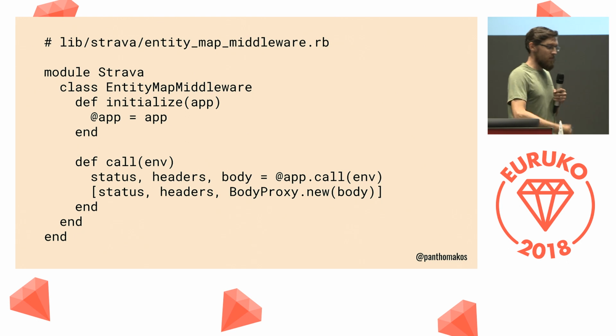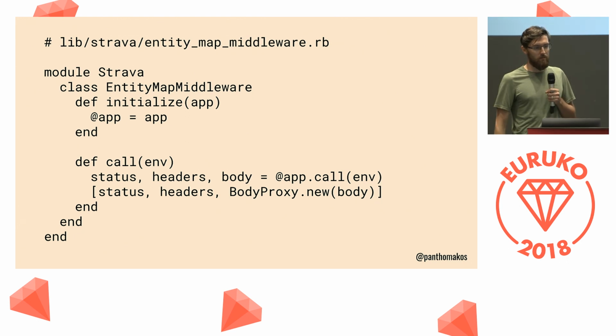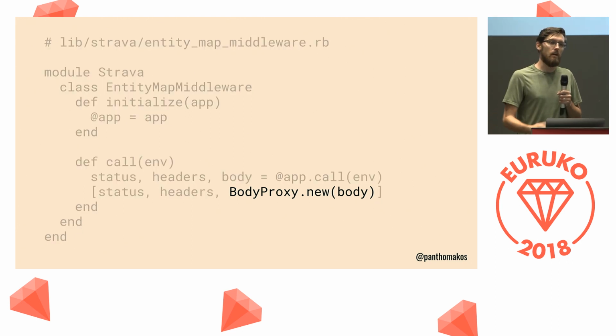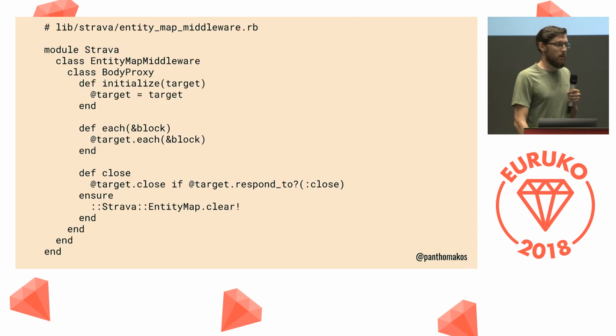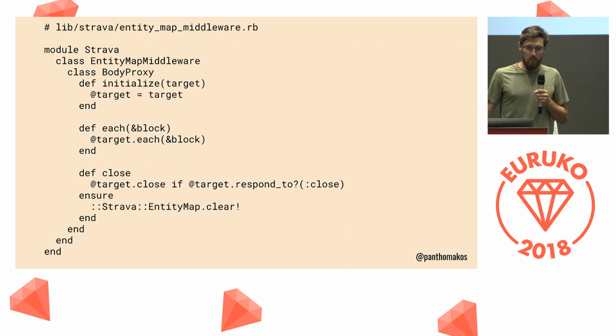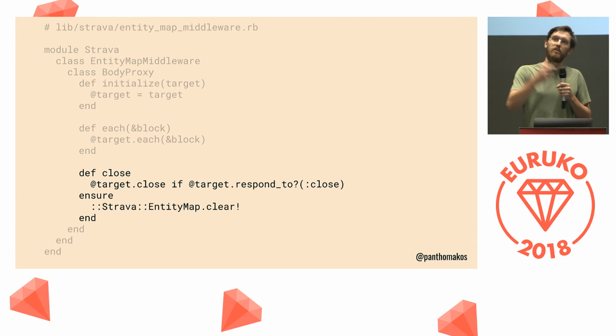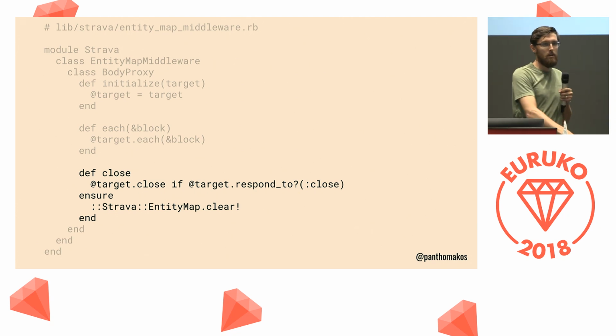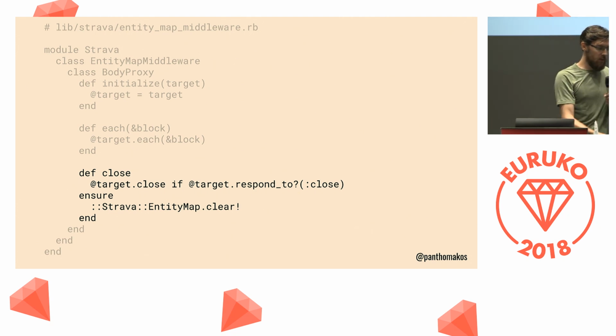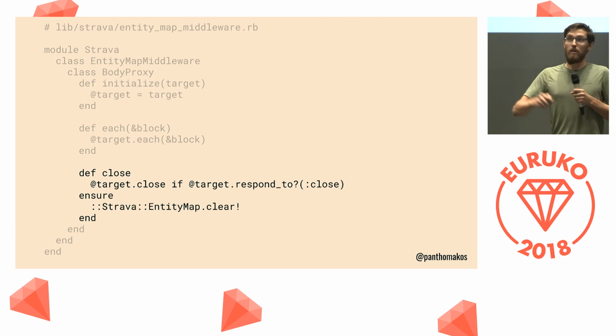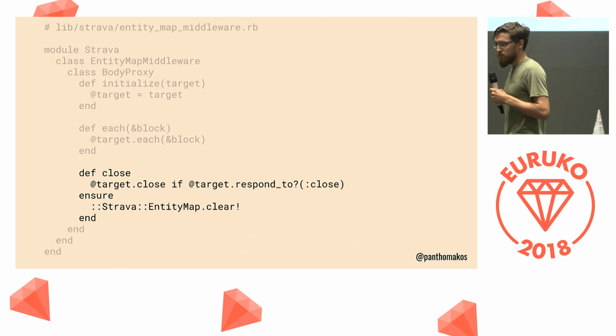In Rails 4, we have our entity map. And we have a similar piece of middleware. It also has a call method. It also has a body proxy. That body proxy looks a lot like the previous few slides. It has a close method, and in the ensure block, it clears the entity map. So when the request is fully done, everything's iterated through, we call close, the entity map gets cleared.